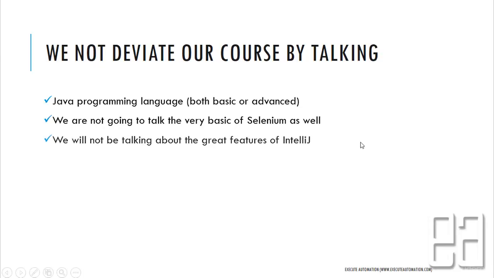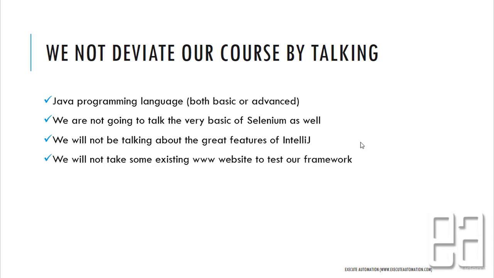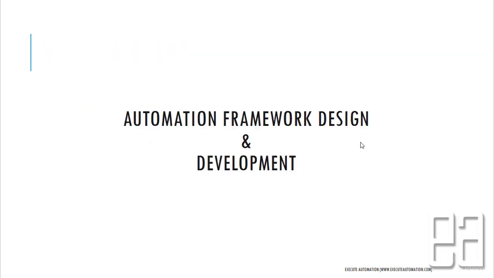And similarly, we will not be talking about a great feature of IntelliJ. Again, these are something which is completely out of the scope of the course, hence we will not be doing that as well. And we will not take some of the existing www website to test our framework. We will initially start with our execute automation demo site, but later we'll switch to the MVC application that we have in our execute automation GitHub as well. So we're not going to talk about all these things. Rather, we'll talk about automation framework design and development. That's the course, and that's the intended purpose of this course.